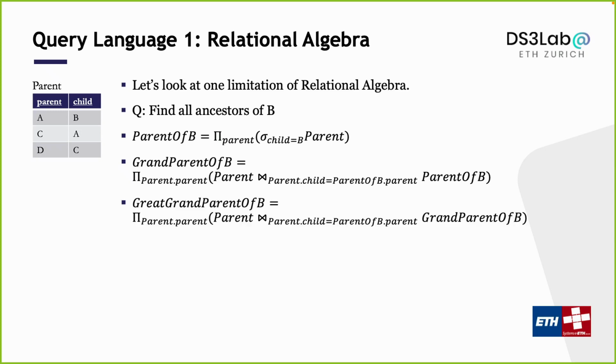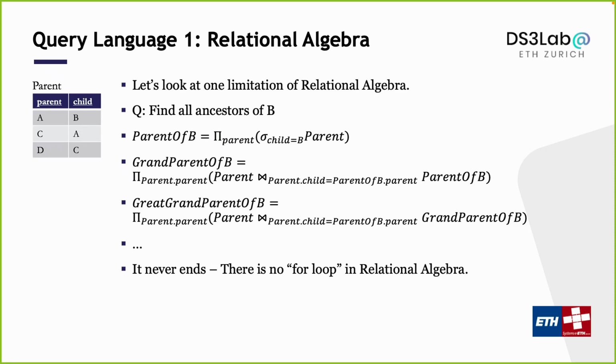But we want to go up. Let's get the great-grandparent of B. But it's still not all the ancestors, because to get all the ancestors, I need to keep climbing up the ladder of the family tree. That will actually never stop. Before I write this query, I have no idea how many levels I need to go up. So in all the operators that we have been learning so far in relational algebra, there's no operator that gives me something similar to a for loop.